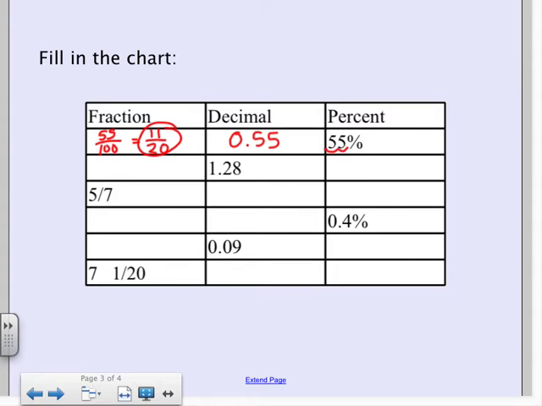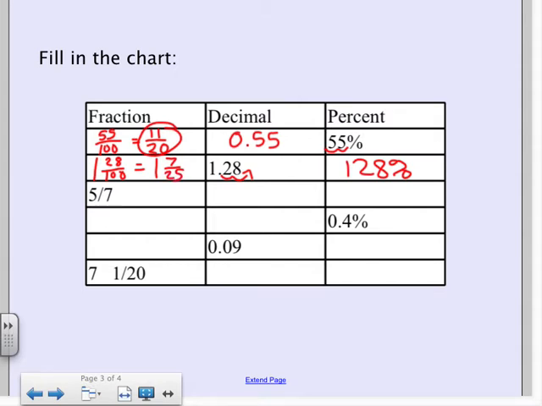All right, this one we have the decimal, so to make it a percent, you slide it 2 to the right, so that's 128%. And then the fraction would be 1 and 28 over 100, which can divide by 4, so you end up getting 1 and 7/25 as your final answer.